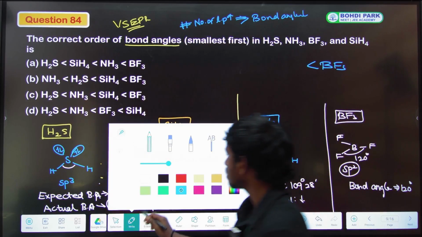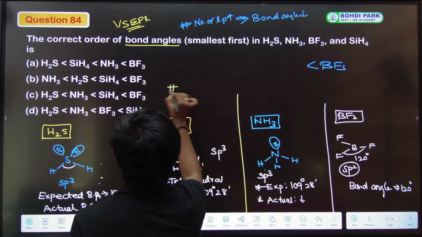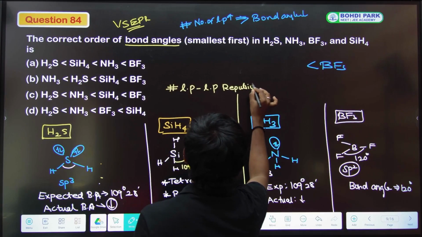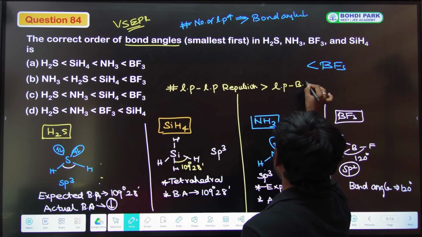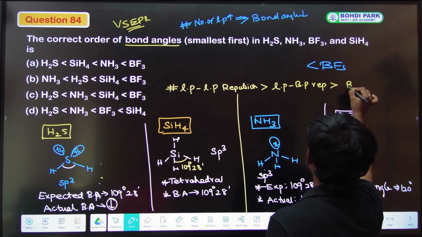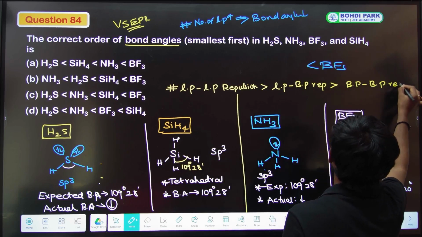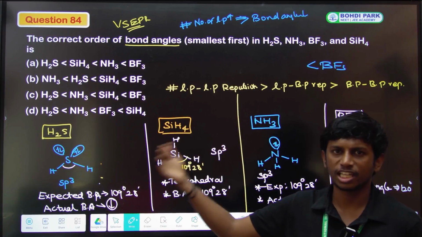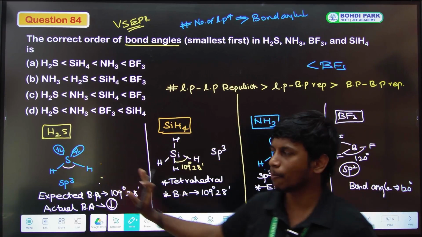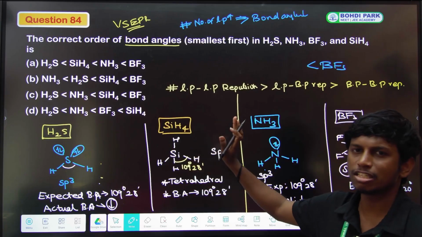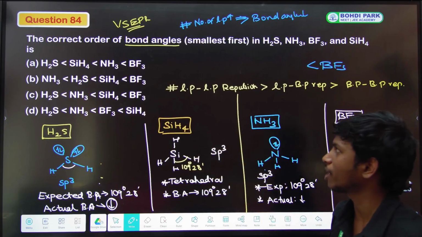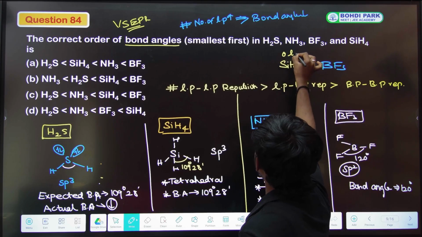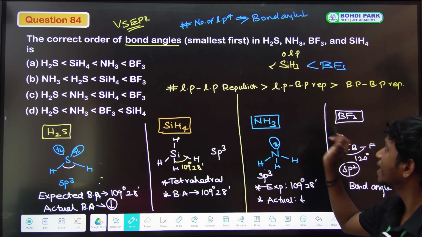Okay, so according to VSEPR theory, lone pair-lone pair repulsion is greater than lone pair-bond pair repulsion, which is greater than bond pair-bond pair repulsion. So எங்க lone pair அதிகமா இருக்கோ, உங்களோட H2S ல number of lone pairs அதிகமா இருக்கு. So it will have the minimum angle. And எங்க lone pair இல்ல, SiH4 ல lone pair இல்ல, it will have the maximum angle. So BF3 க்கு அப்புறம் no lone pair, SiH4, 0 lone pair. அடுத்து 1 lone pair இருக்கு NH3.